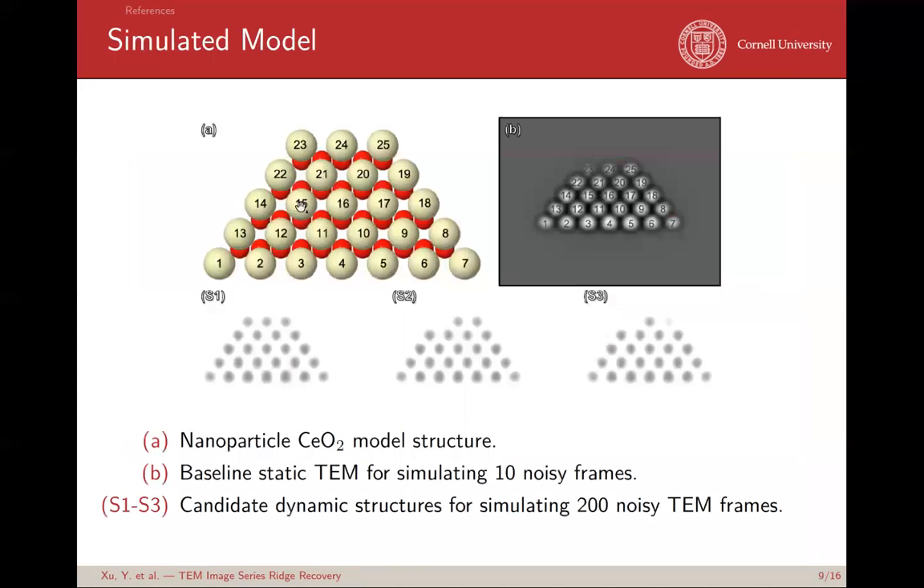With the nanoparticle model in A, we simulate 10 frame noise realizations to the example clean TEM image B with static underlying structure and compare the performance of our algorithm with other milestones. We also implement our algorithm on the simulated 200 frame noisy video with dynamic patterns from the structures S1 to S3, which have essential differences at atomic columns 23 and 25.